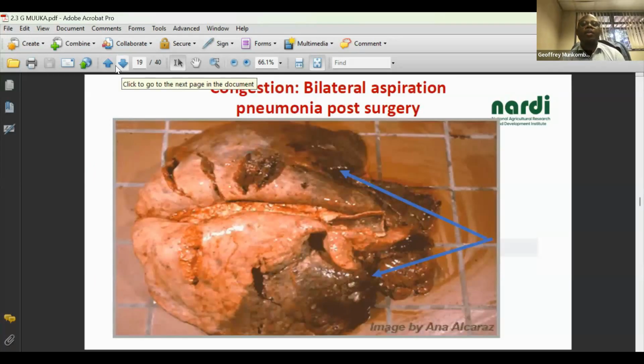There again, bilateral aspiration pneumonia post-surgery. You see that this animal could have died during surgery, and then you had this aspiration pneumonia that occurred. Then you need to exactly know and examine the lung properly so that you rule out any possibility of masking of another pathological condition that exists in such a pneumonic lung. Next slide, please.